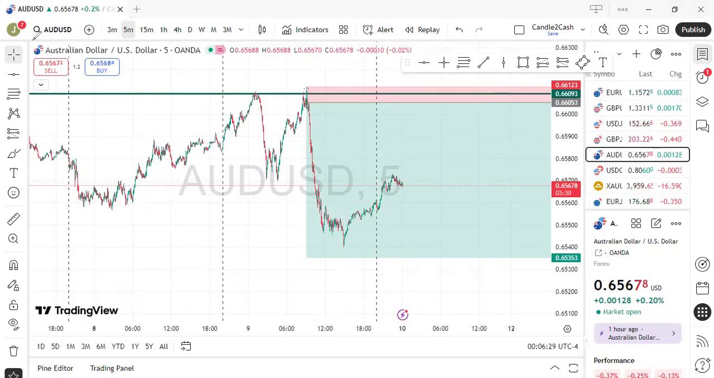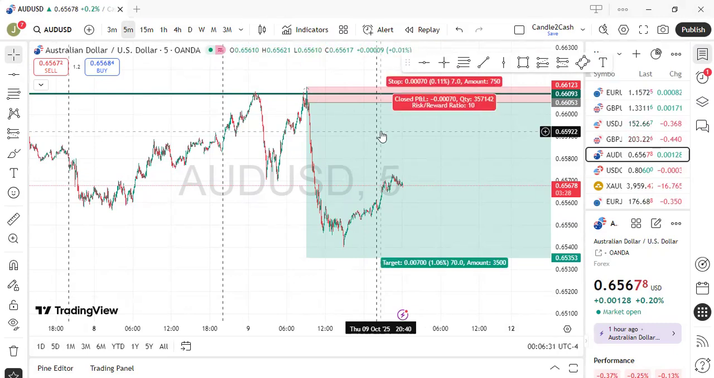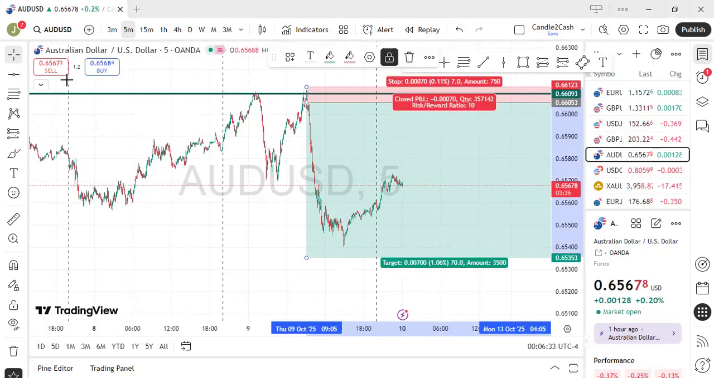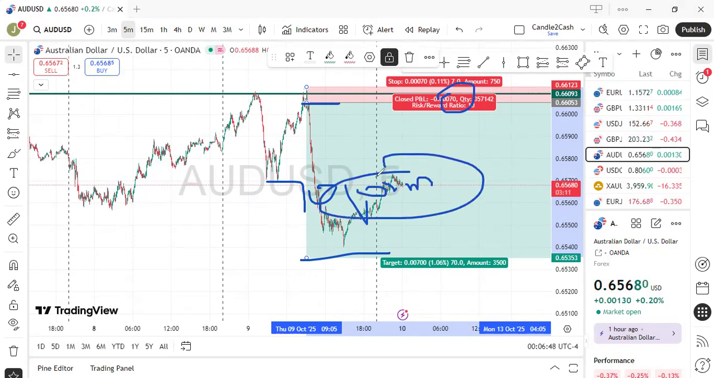Okay, very powerful entry. Look at our entry. Our stop loss is very, very small. Look at our stop loss. Our stop loss is what? Is just 7 pips. Our stop loss is just 7 pips. Meaning that from here to here, we make 70 pips. 70 pips, we are risk to reward 1 to 10.